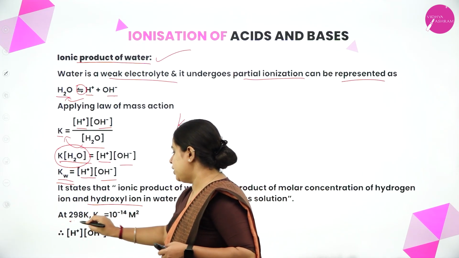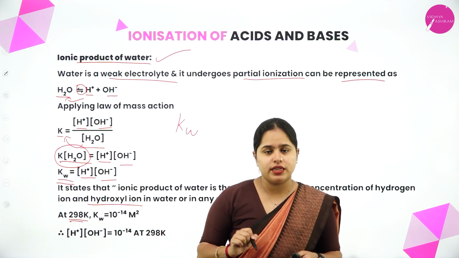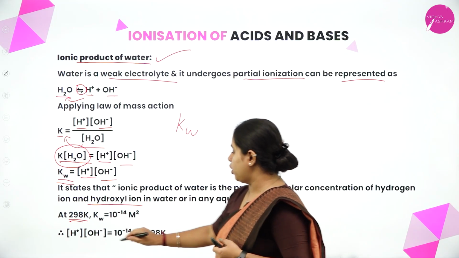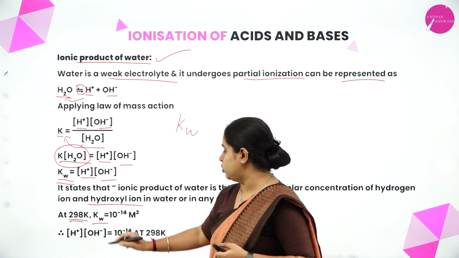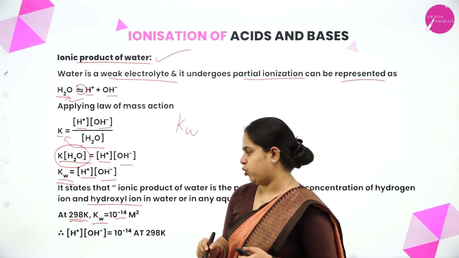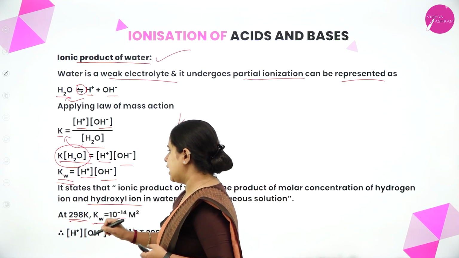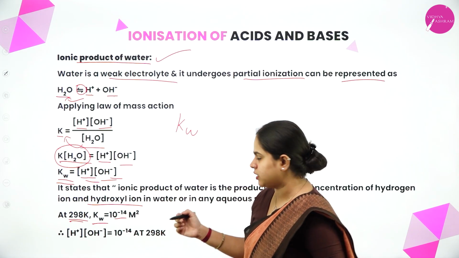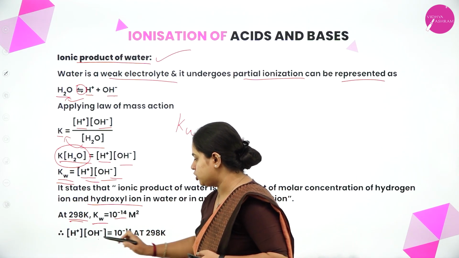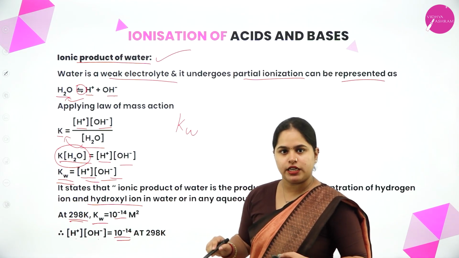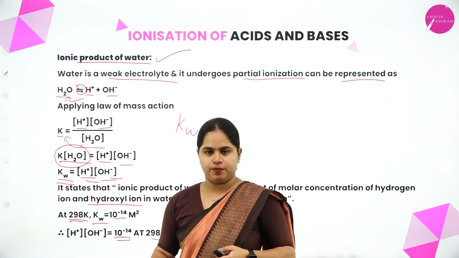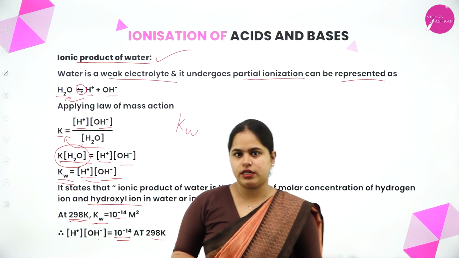And at 298 Kelvin, this is very important, at 298 Kelvin and only at 298 Kelvin, the ionic product of water, that is Kw, will be equal to 10 to the power minus 14. Also, we can write it as, see, Kw is what? H plus into OH minus, molar concentration of that. So molar concentration of H plus into OH minus will be equal to 10 to the power minus 14 at 298 Kelvin. So in either of these ways, we can represent it. Okay. So I hope the ionic product of water is clear for you.